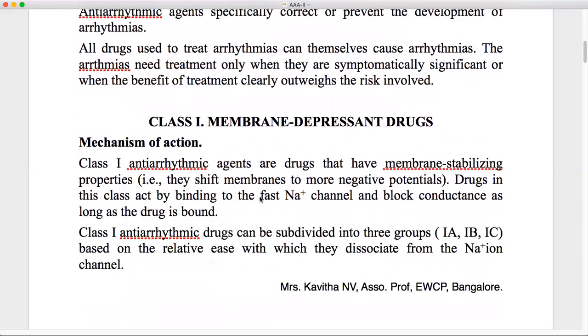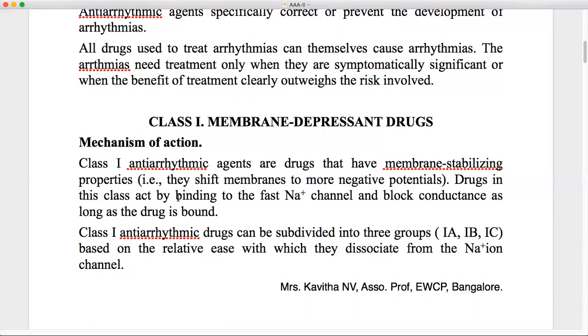That is the first one, class 1, the membrane depressant drugs. Okay. Or it is also called sodium channel blockers. Membrane depressant drugs or sodium channel blockers. Okay. Now, class 1 antiarrhythmic agents are the drugs that have membrane stabilizing properties. So what is this membrane stabilizing property? It is nothing but a shift in the negative potential, meaning shifting the membrane towards the negative potential.